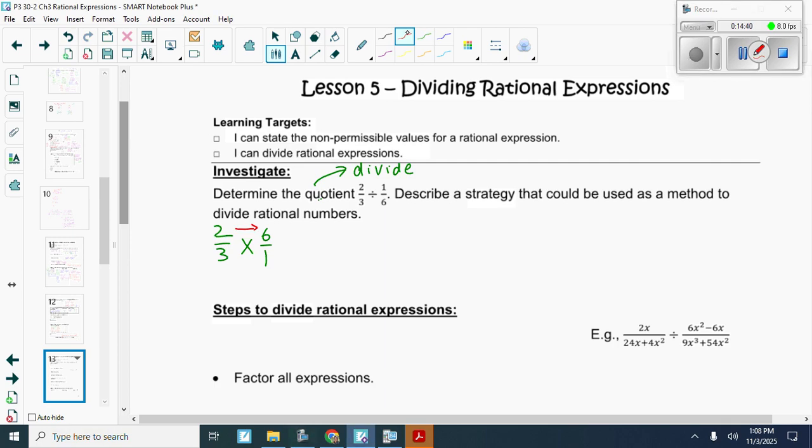When we multiply, we just multiply straight across the numerators and straight across the denominator. Okay, so in this case, we would have 12 over 3. And then, do we need to simplify? Always. Okay, I don't have to remind you. Okay, you will always simplify when you can. So in this case, 12 divided by 3 is just 4.